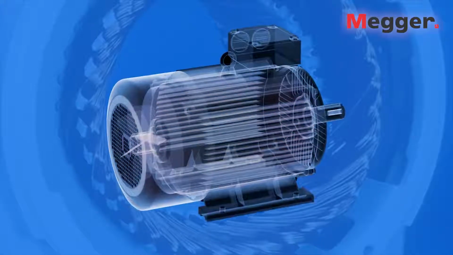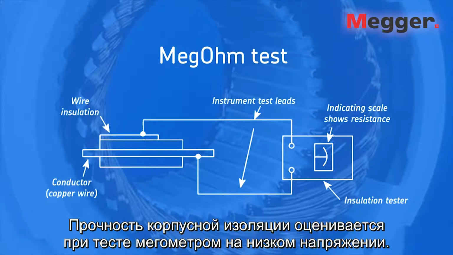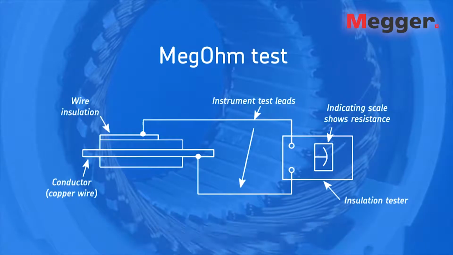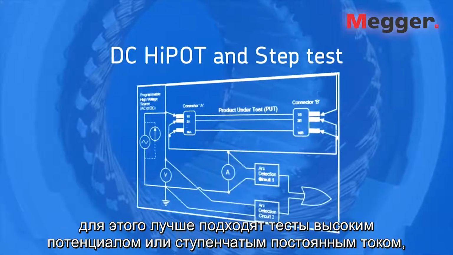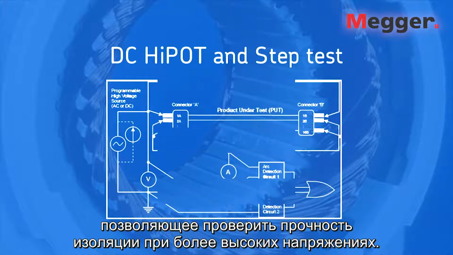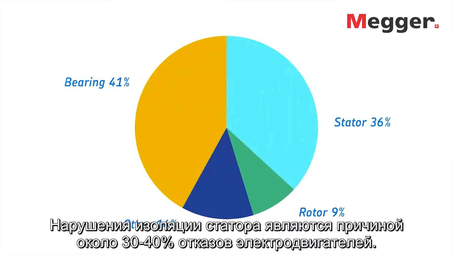Ground wall insulation strength is measured with the Meg-Ohm test at low voltage, but this test misses many ground wall insulation failures. A better test is the DC high pot and step tests, which measure insulation strength at higher voltages. Stator insulation faults are responsible for about 30 to 40% of motor failures.